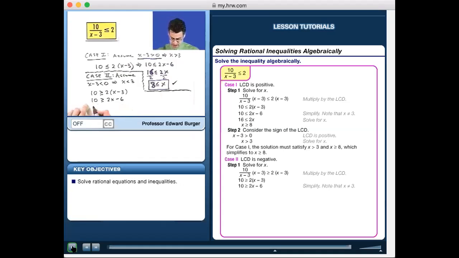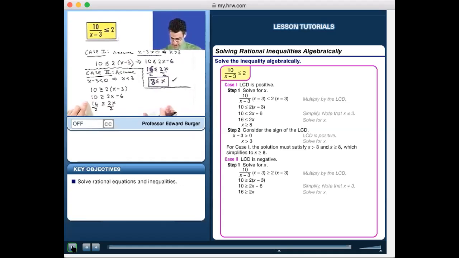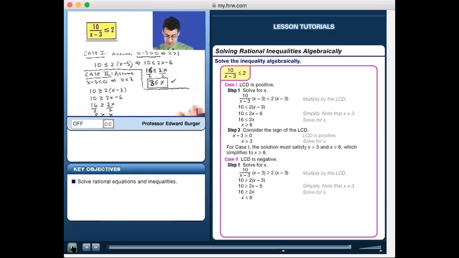I'm going to add 6 to both sides, so I get 16 greater than or equal to 2x. Divide both sides by the positive number 2. And so I see 8 is greater than or equal to x. That means that x is less than or equal to 8. But I know that x has to be less than 3. So this is saying, okay, if you want this to work, x has got to be less than or equal to 8. But to get this whole case off the ground, x has to be less than 3.